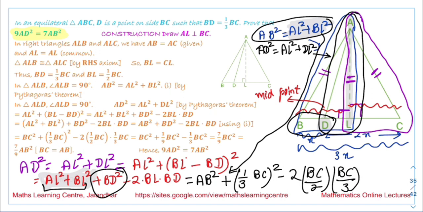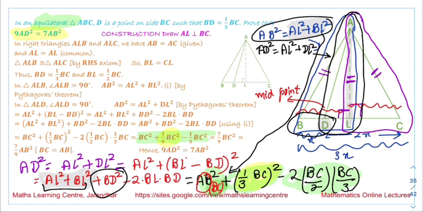So when we solve all these values, we are further having AB equal to BC, because this triangle we are talking about is an equilateral triangle. So on solving all these terms, we will get this value over here. From the first term we are getting BC square. From the second term we are saying it is 1 by 9 BC square.